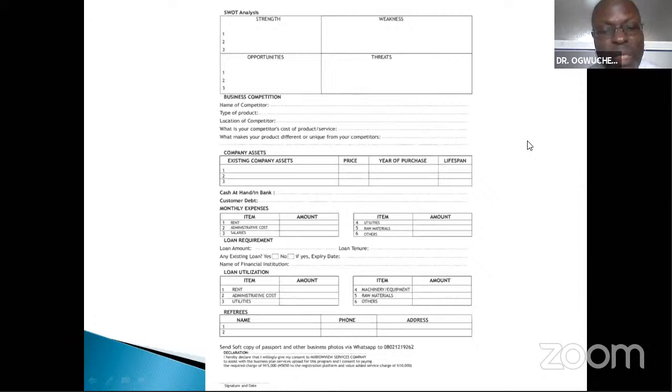Cash at hand, just leave those information out here. Cash at hand, and then customer debts, we'll leave that one out.